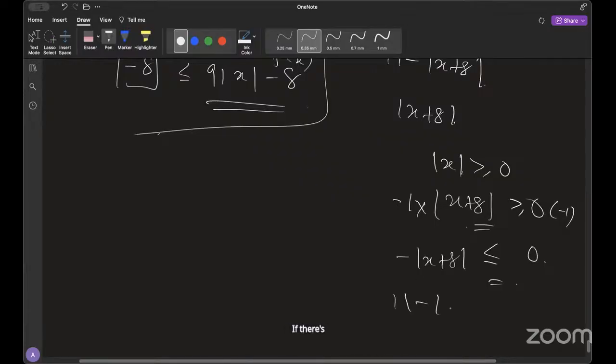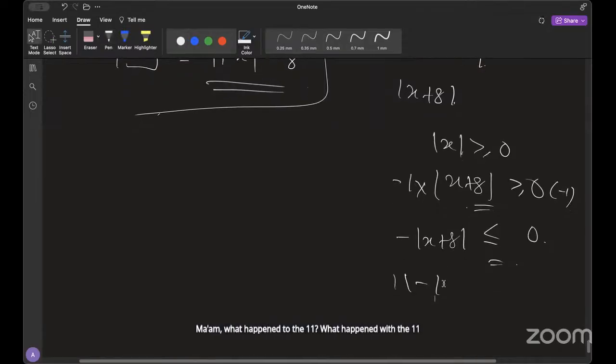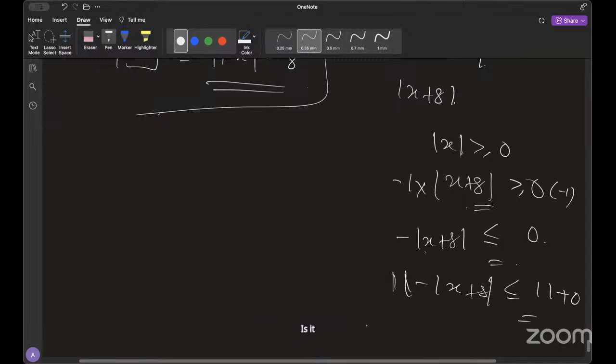Ma'am, what happened to the 11? Sorry, what happened with the 11? Where did it go, ma'am? We'll take it later. We'll add it now. Now we'll add 11 on both sides. So we'll add 11 here, 11 minus mod x plus 8, and we'll add 11 here. Is it fine now?